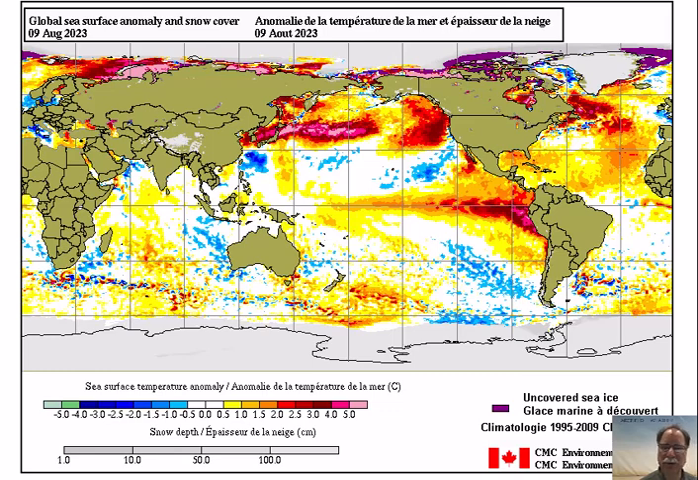I have a lot to talk about this morning. I want to first talk about the sea surface temperature anomalies around the world and how it may impact the rest of the tropical season, and then even take a sneak peek at what I'm looking at for the upcoming winter season. And then we'll focus back on the continental U.S.